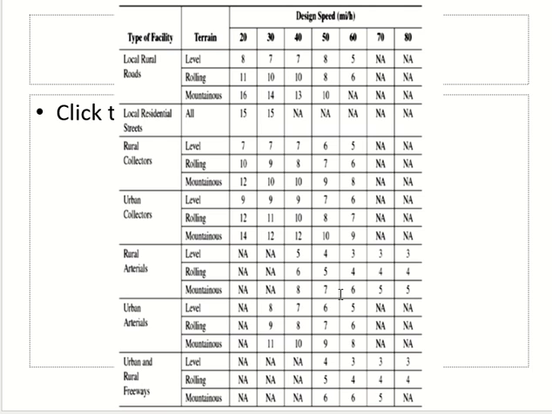Going back to the gradient, how do I decide the gradient? We have this table which tells you the gradient to be adopted according to the type of road you have, the terrain you have, and your design speed. So for example, I am doing a rural arterial, and I am doing it in a mountainous area.